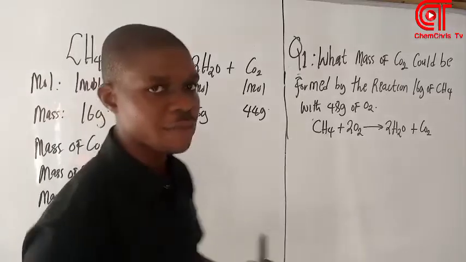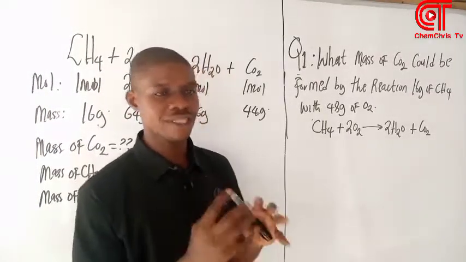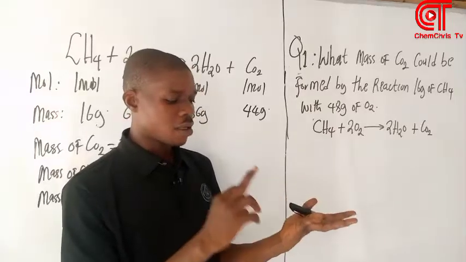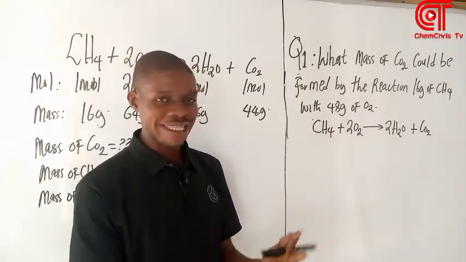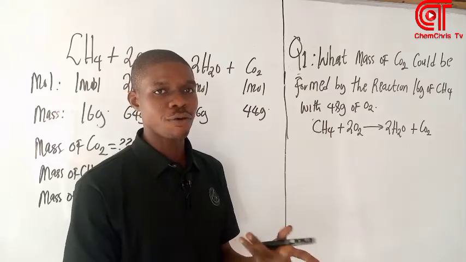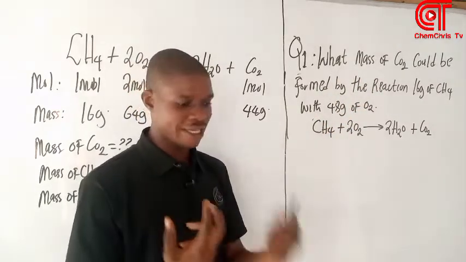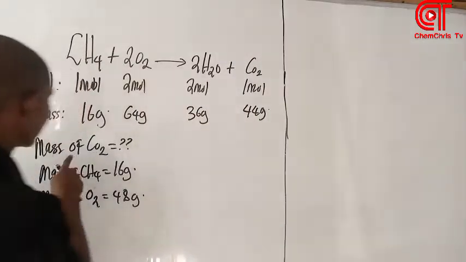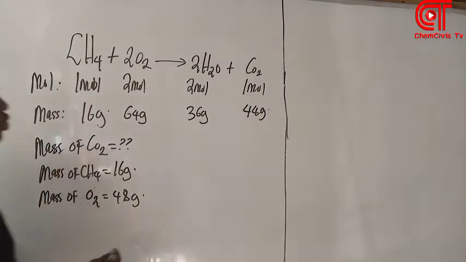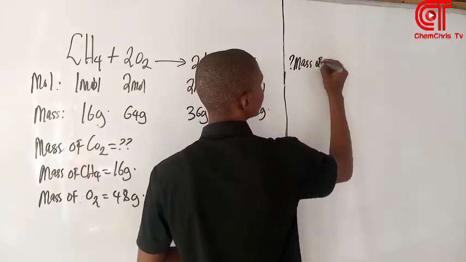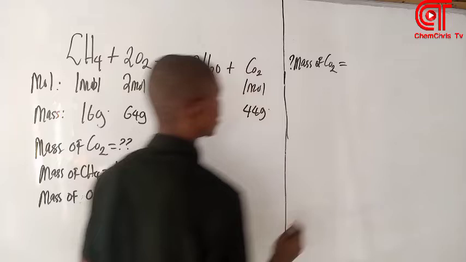So how do you do that? Follow me closely because I want to give you some secret. With this method, you can get the limiting reactant, the reactant necessary, and you can also get the mass of the product produced. So that is why this method is key. Remember, we are calculating the mass of CO2. Write down what you are calculating.